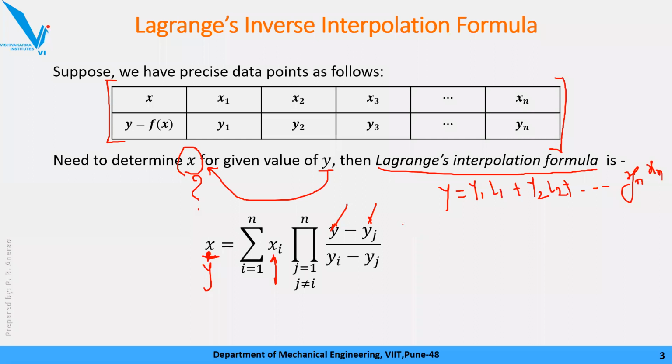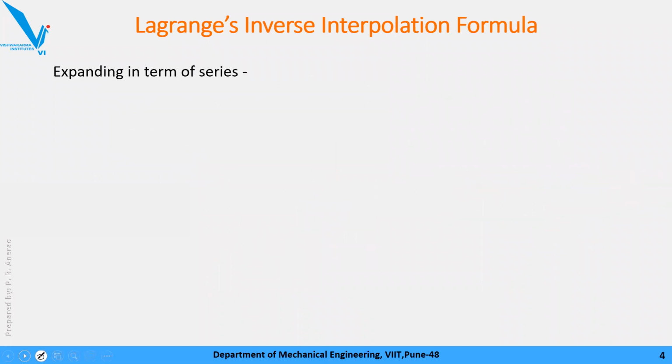So if you are dealing with inverse interpolation, this usual interpolation formula in simpler terms will become x equals x1 L1 plus x2 L2 plus so on up to xn Ln.